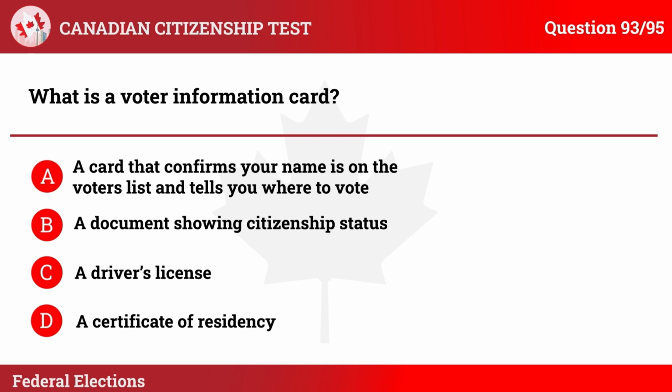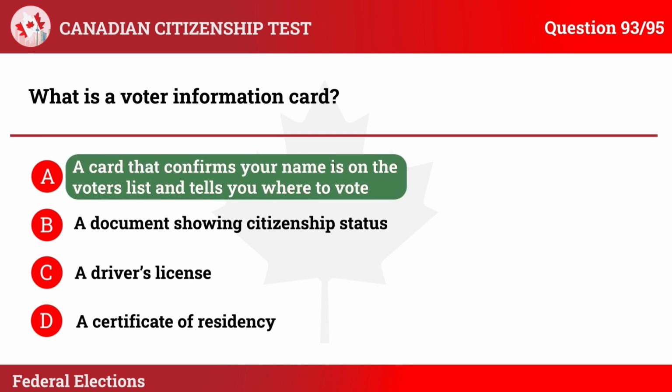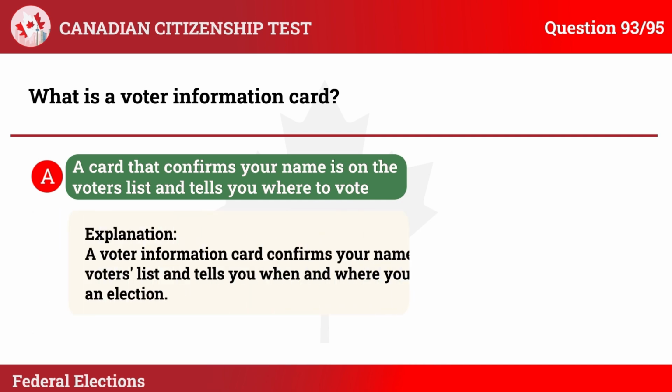The correct answer is A. A card that confirms your name is on the voters list and tells you where to vote. Explanation: a voter information card confirms your name is on the voters list and tells you when and where you can vote in an election.